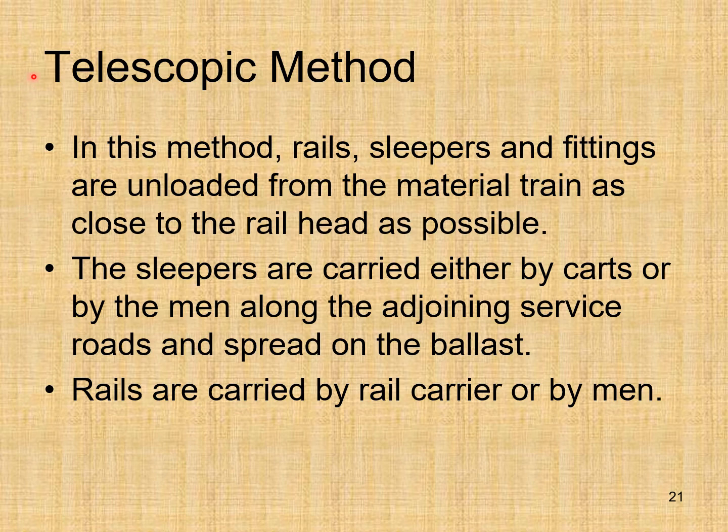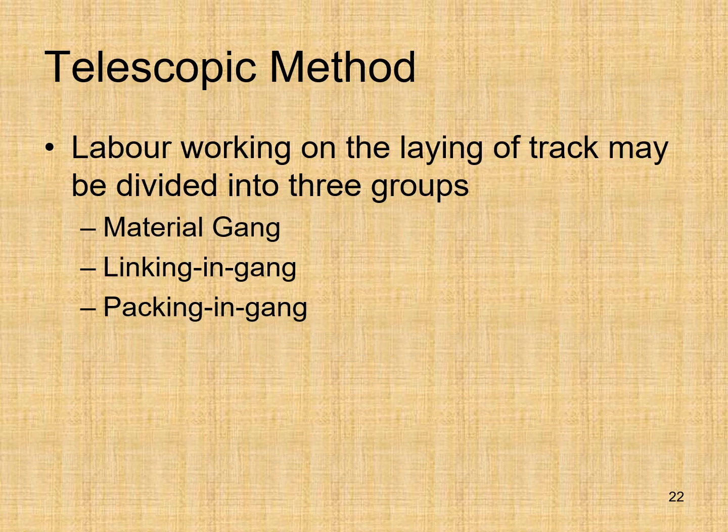Now, the telescopic method. In this method, rails, sleepers, and fittings are unloaded from the material train as close to the railhead as possible. The sleepers are carried either by carts or by men along the adjoining service routes and spread on the ballast. Rails are carried by rail carrier or by men. Labor working on the laying of track may be divided into three groups: material gang, linking in gang, packing in gang.